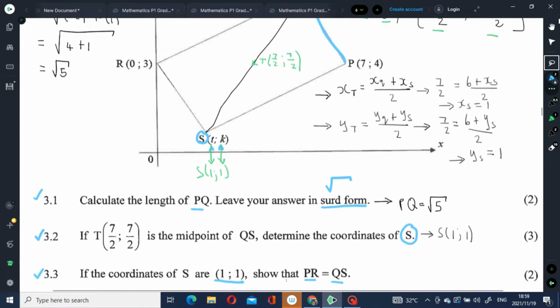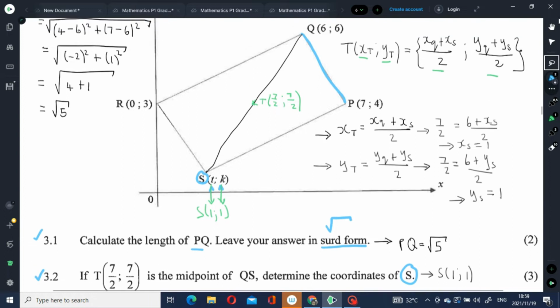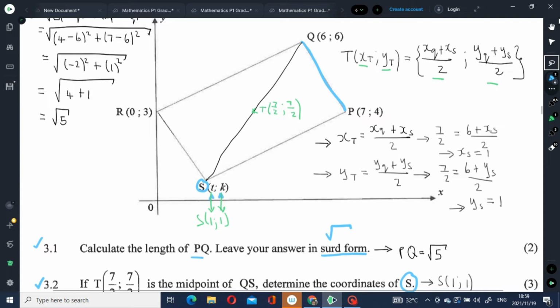So yeah, so we need to prove that RP is equal to SQ. Let me just show you guys where RP is.